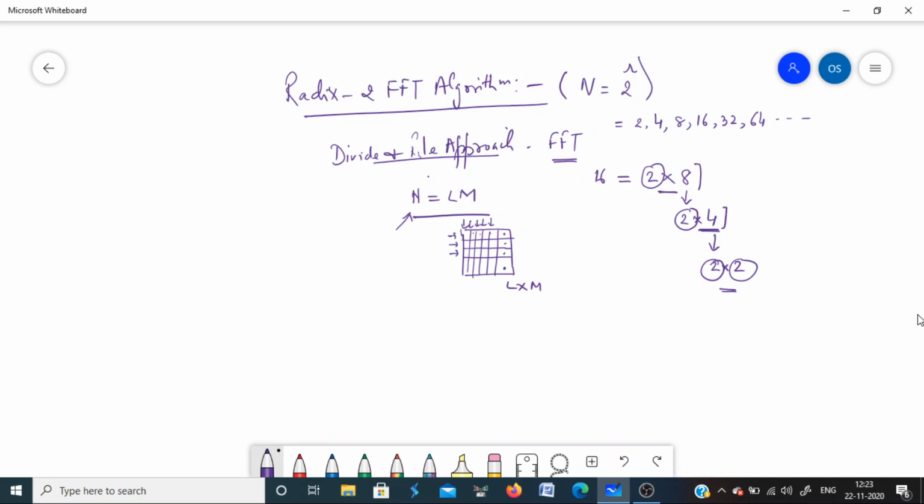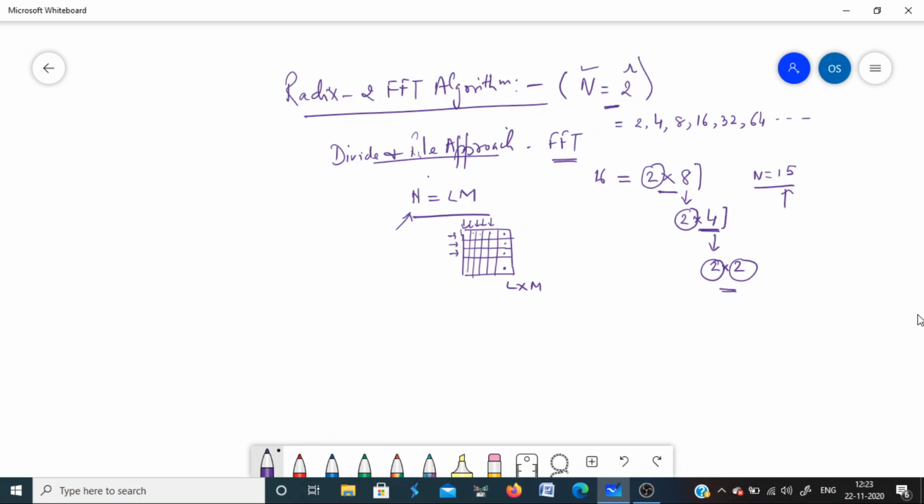Even if the length of the sequence is not equal to 2 raised to power r, you can pad zeros and make the length equal to 2 raised to power r. Suppose you want to find the N equal to 15-point DFT of a sequence. You can simply pad one zero to this sequence so that the length becomes 16, and then you can use the Radix-2 FFT algorithm.